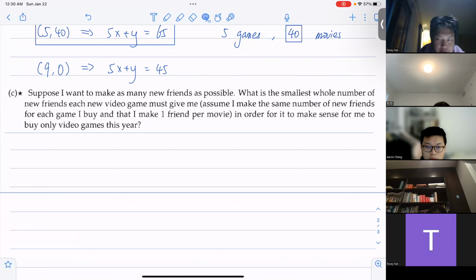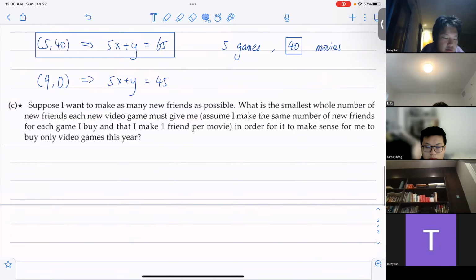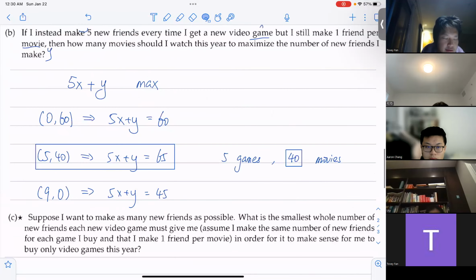What is it asking? It's asking that in order for it to make sense for me to buy only video games this year, what is the smallest number of new friends I should make with each video game? So let's go back to question A and B again.